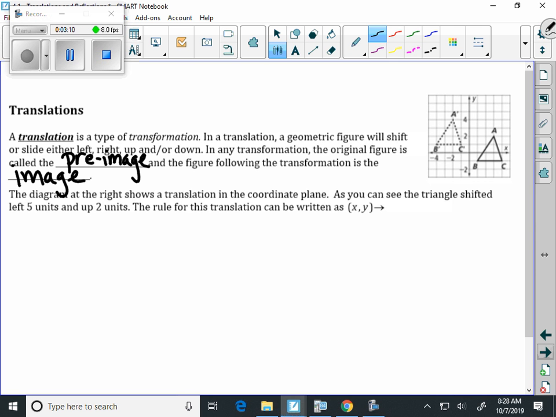And what we have over here to the right is a figure. The diagram at the right shows a translation in a coordinate plane. Again, translation is sliding this graph. It's moving it right, left, up, or down. In this case, as you can see, the triangle is shifted left 5. So here, if we look at A and we count 1, 2, 3, 4, 5, and then we're going to go up 2. 1, 2.